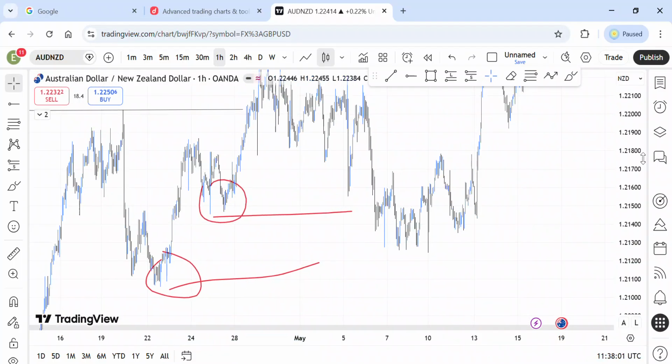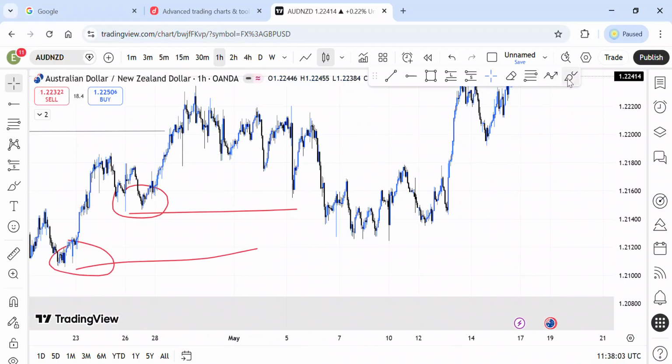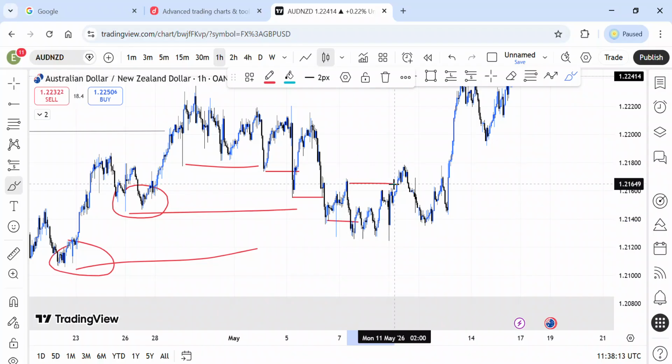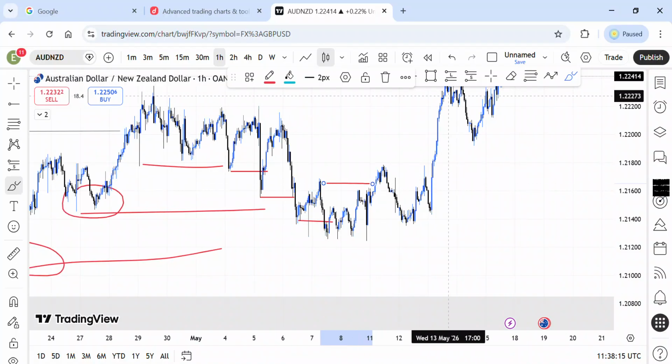Then I saw a change of character right here. As you all can see, price has been giving us what? A series of break to the downside, break to the downside, then break to the downside right here. Then I see a choke here. Alright. So immediately I see a choke here.